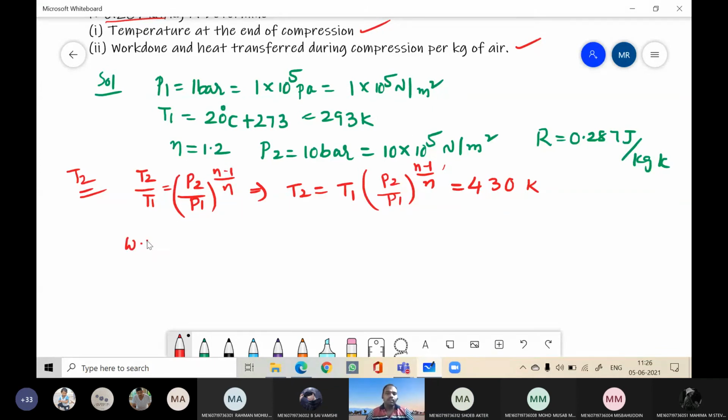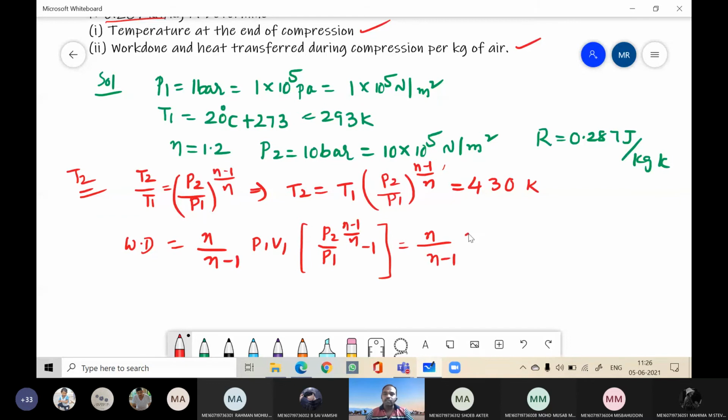What is the formula for work done? N by n minus 1 P1 V1 into pressure ratio power n minus 1 by n, minus 1. Right now, V1 is not there. Okay, what can I do? So this formula can be rewritten as, because volume is not there, n by n minus 1 P1 V1 can be written as MR T1, because R is there, T1 is there. Mass can be calculated.